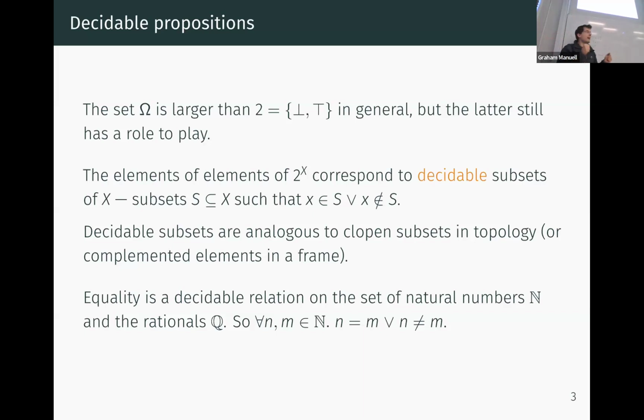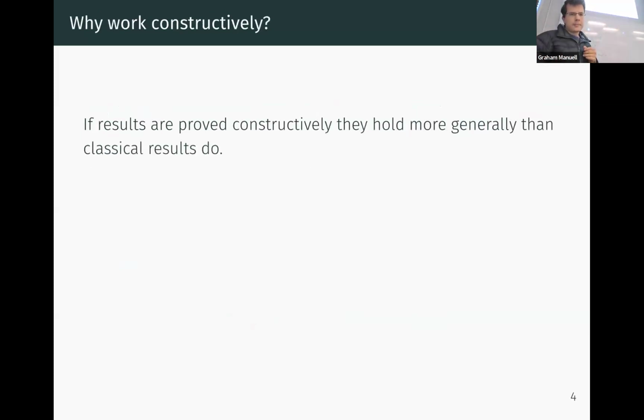That means for any two natural numbers, they're either equal or they're not equal. And this is useful. It means we can sometimes define things by cases for natural numbers in ways which we can't always do constructively. So this is a good thing to know. Also, I've mentioned equality, but it's also true for inequality of natural numbers or inequality of rationals. These are things which are either less than or aren't less than.